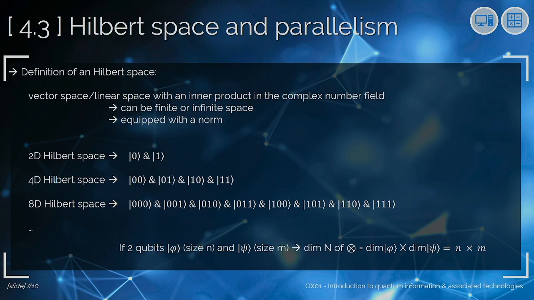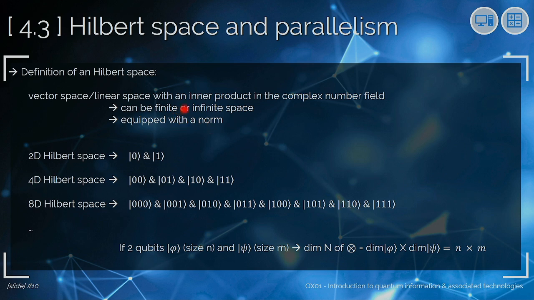So this qubit space that we've been talking about, that we can sort of multiply or increase, is what's called in math a Hilbert space. There are a few things to remember. A Hilbert space is a vector space, linear, with an inner product in the complex number field, as we saw. So there is an inner product with complex numbers. A Hilbert space can be finite or can also be infinite.